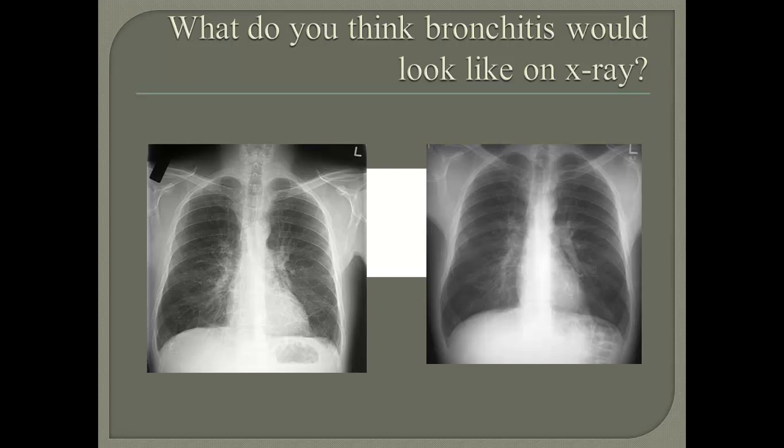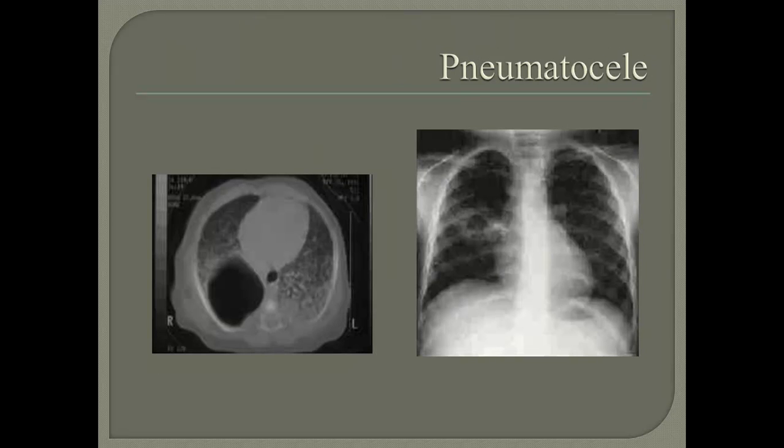So what do you think bronchiolitis would look like on an x-ray? Again, this is inflammation of the large airways. You really don't see much on x-ray. Why do we take it? We take it because we're worried about it being pneumonia. What we're seeing here is vascular markings, not infection.